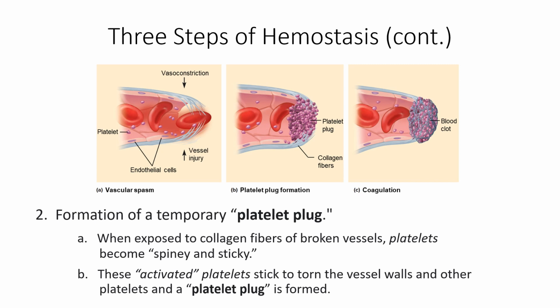Next, we get a formation of a platelet plug. So this is the second step, platelet plug. This results because platelets get activated. When the platelets are exposed to collagen fibers of broken blood vessels, they become spiny and sticky. These spiny and sticky activated platelets will then stick to the torn vessel walls and other platelets, allowing for a platelet plug to be formed.